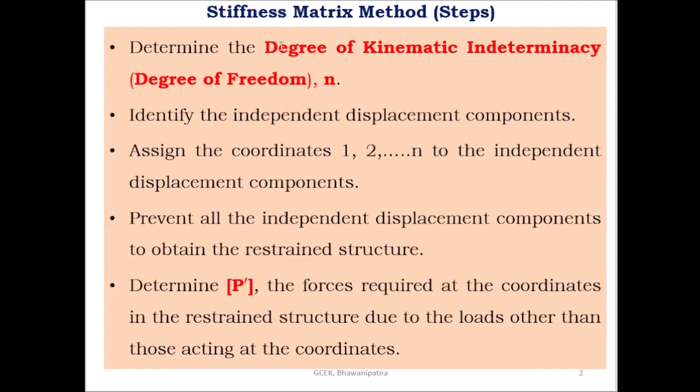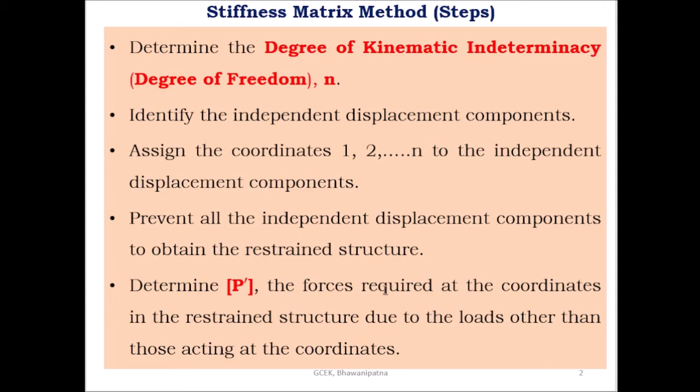These are the different steps followed for the analysis of continuous beam by the stiffness matrix method, or displacement method. In this method, first determine the degree of kinematic indeterminacy, that is, the degree of freedom. Then identify the independent displacement components. Then assign the coordinate directions to the independent displacement components. Then prevent all the independent displacement components to obtain the restraint structure.